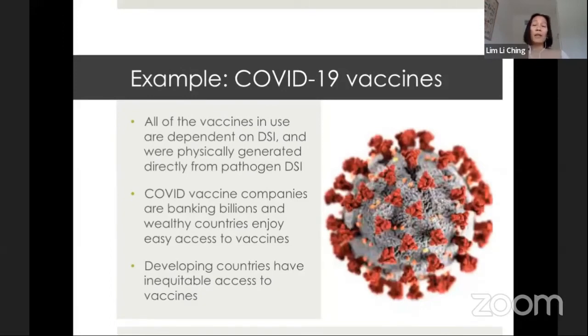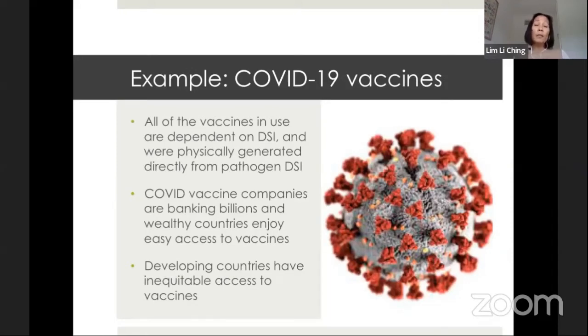Very relevant today, of course, COVID-19 vaccines. All of the vaccines in use today are dependent on DSI. They were physically generated directly from pathogen DSI. And of course, it was very important for these sequences to be shared so that scientists could really quickly develop the vaccines. And we've seen this happen with COVID-19.